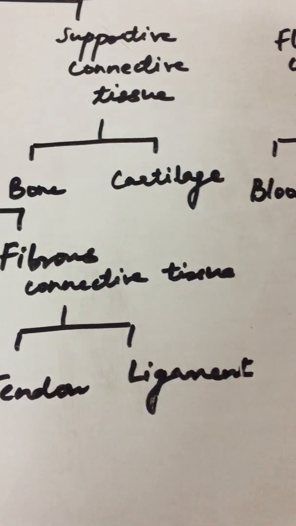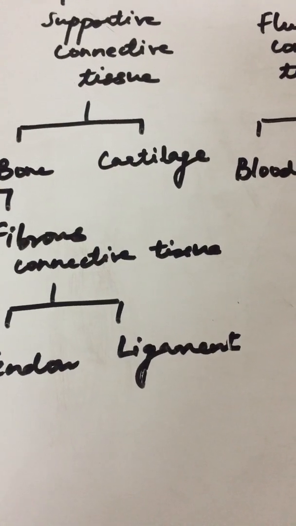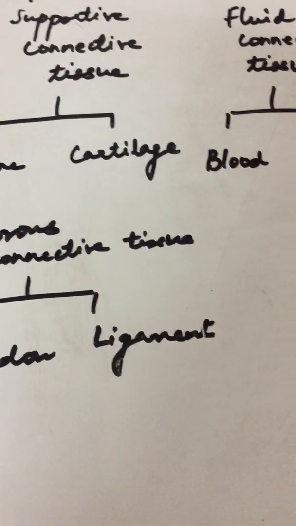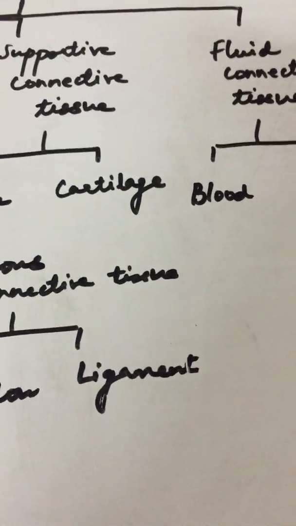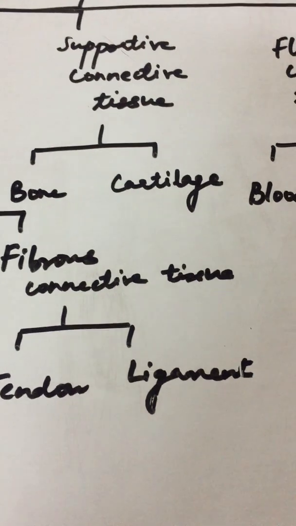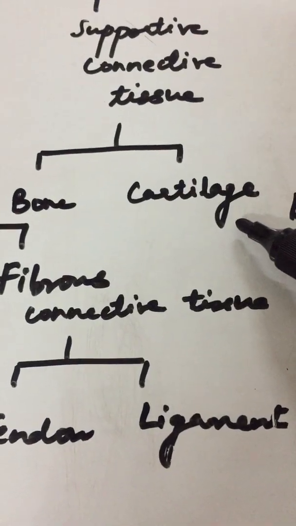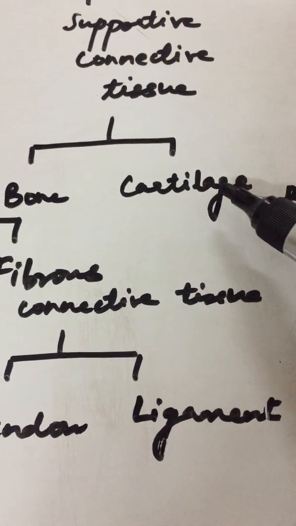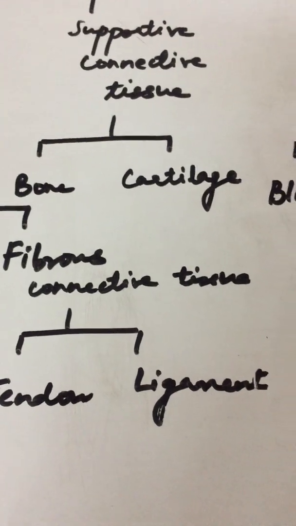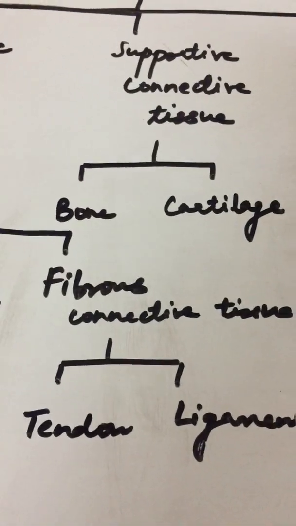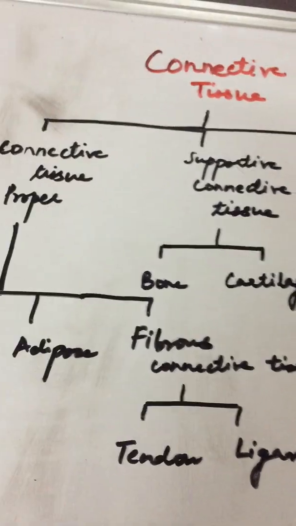Now, bone forms the supporting framework of our body. It forms the skeleton of the body, whereas cartilage is present only in flexible parts of the body, like the pinna of the ear, that is the external ear, the tip of the nose, or at the end of long bones. Wherever flexible support is needed in the body, cartilage is present. Now, bone cells are called osteocytes or osteoblasts, and cartilage cells are called chondrocytes.